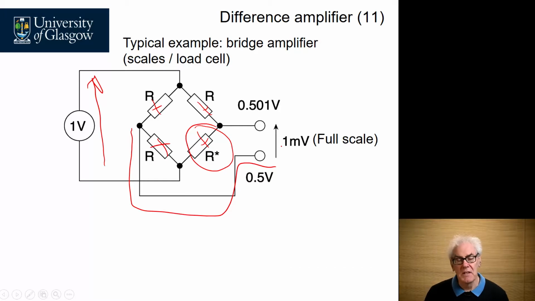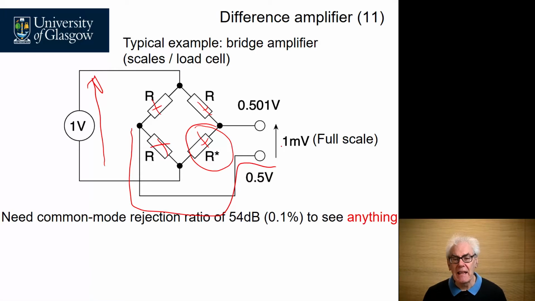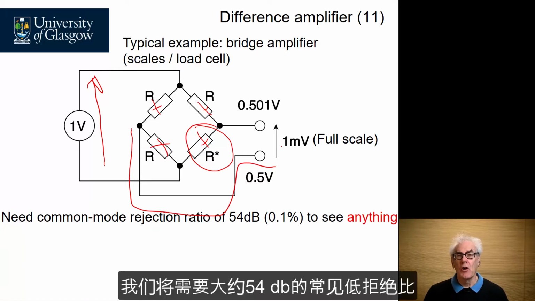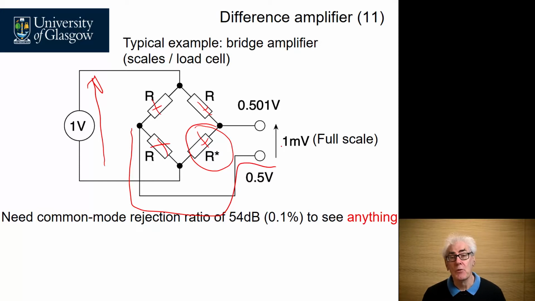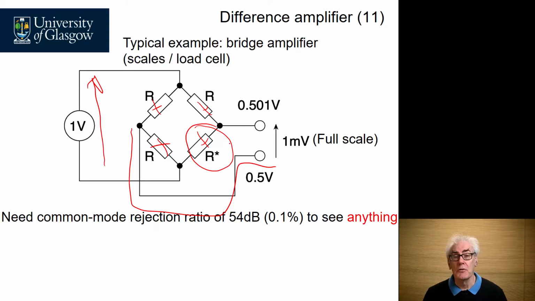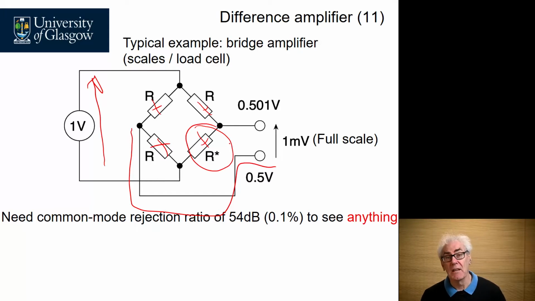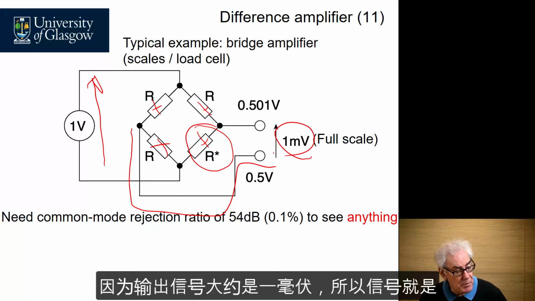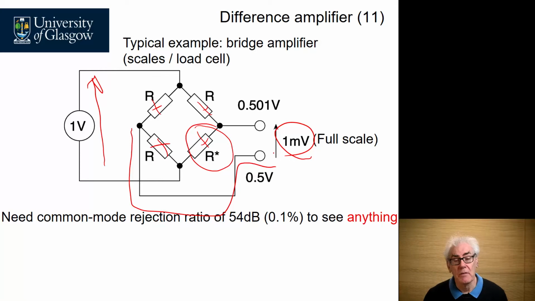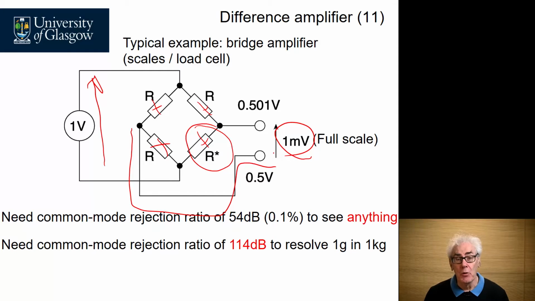We'll talk more about this in a second, but in the scenario here, if we wanted to see anything at all, we would need a common mode rejection ratio of about 54 dB before any error due to common mode gain would be less than the signal we want from the differential signal coming out of the bridge, because the output signal is about 1 millivolt. That signal is what you would expect to see at full load.